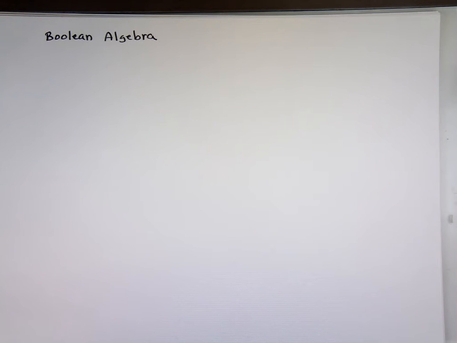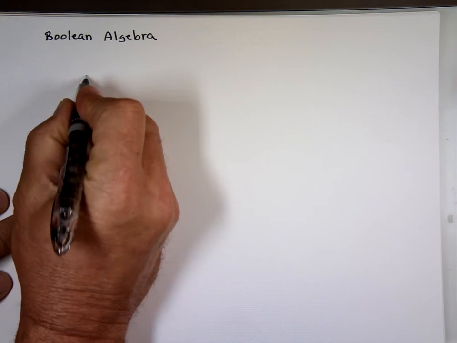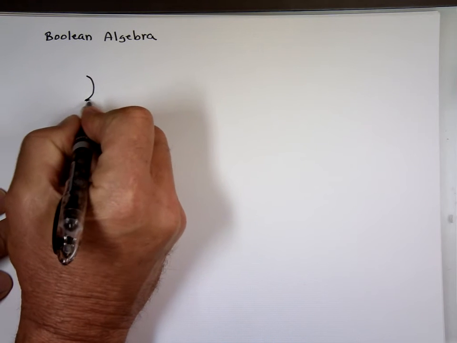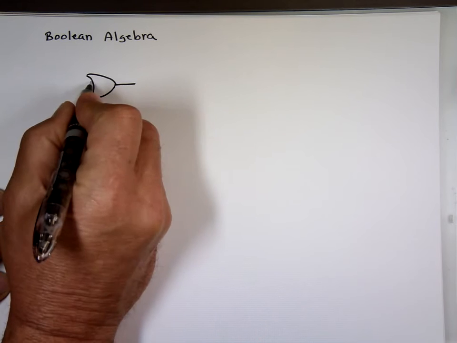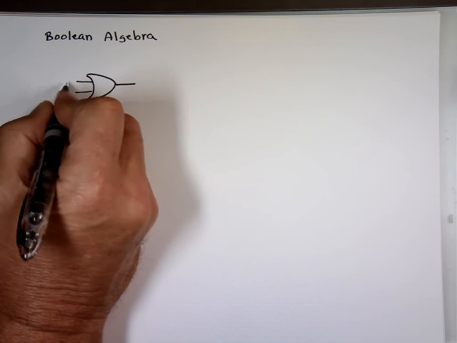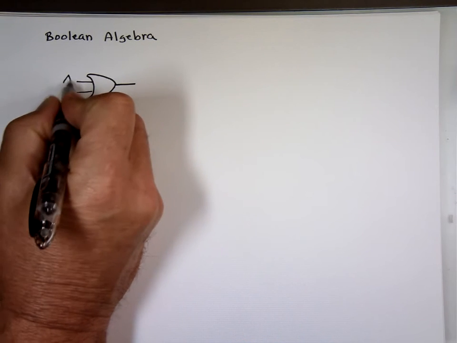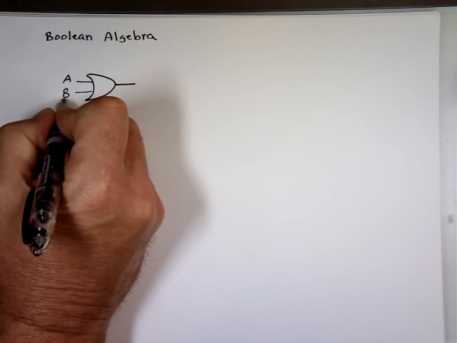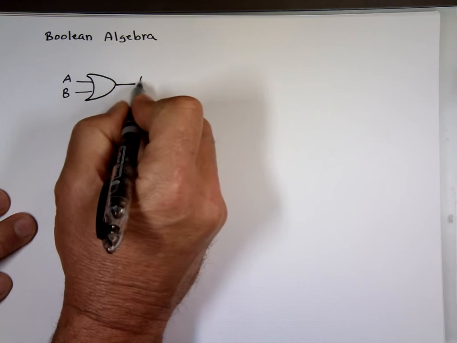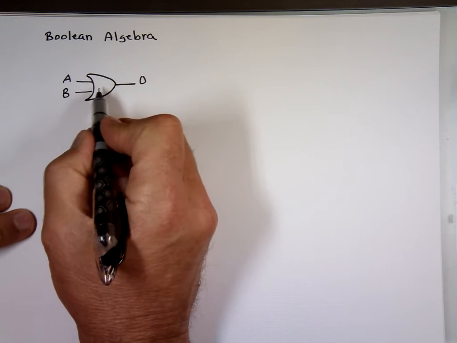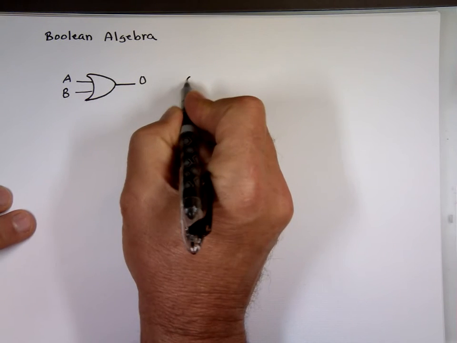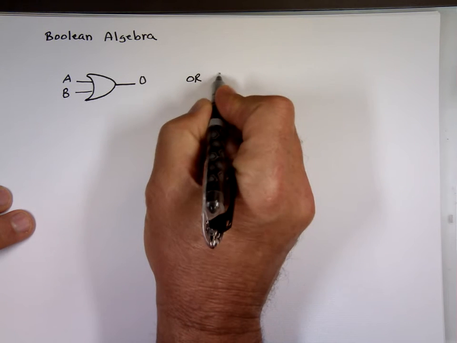Let's talk about logic gates first. So when we talk about addition, you know why. This gate, if this is A and B, and this is, we'll call it, the output O. This is known as an OR gate, or sometimes you see a plus sign inside that. That's called an OR gate.